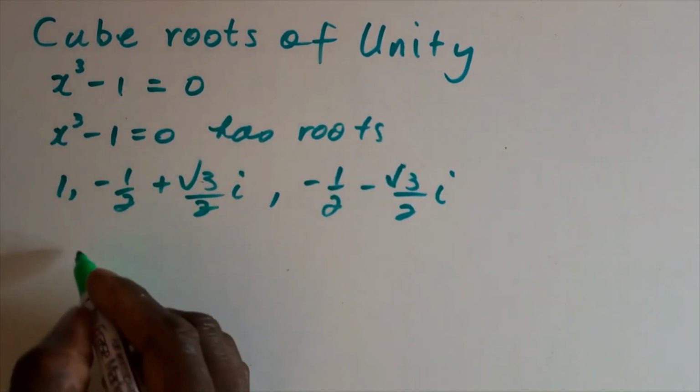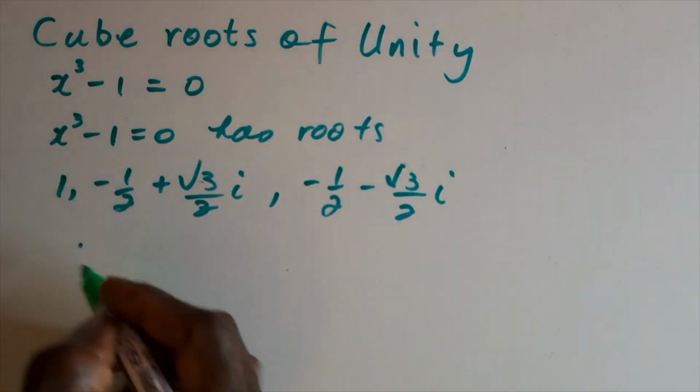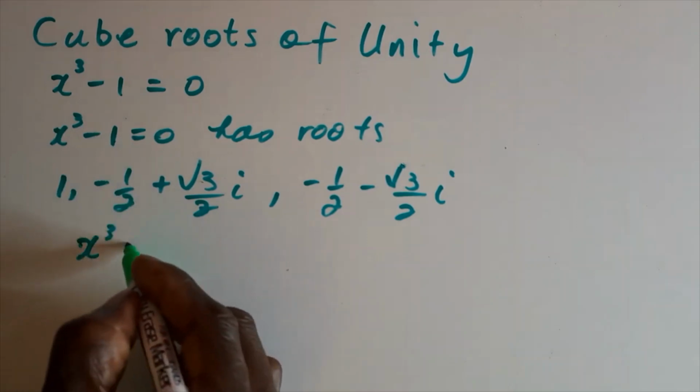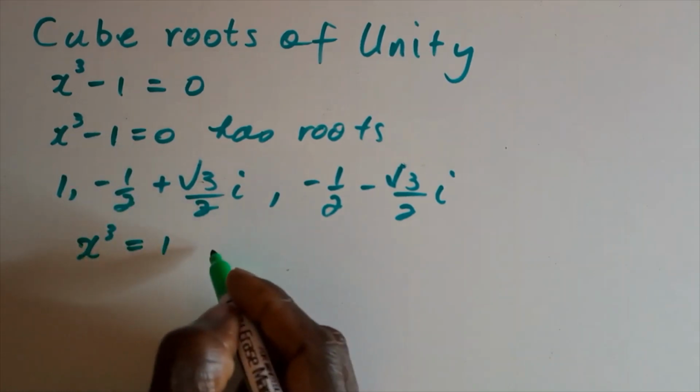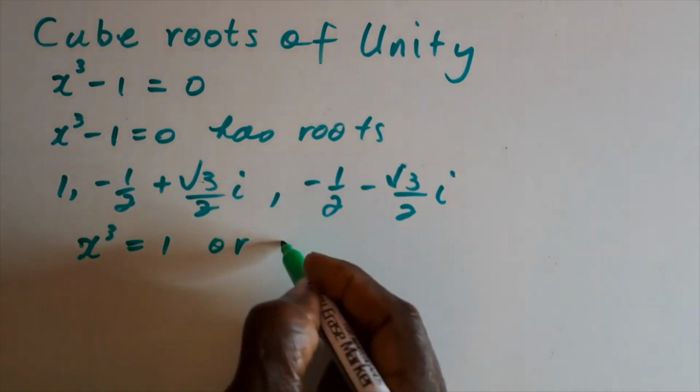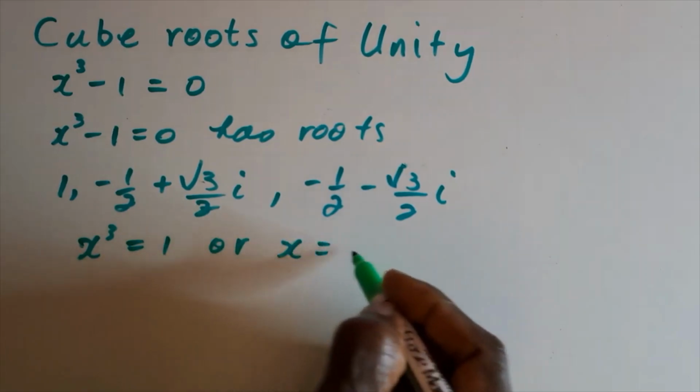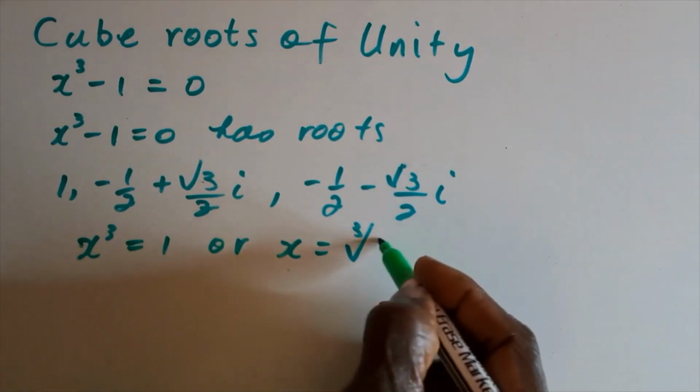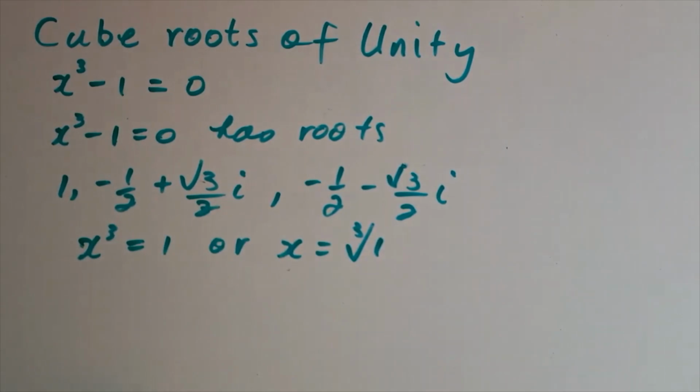So if we were to write our equation as x cubed is equal to 1, we can write that x is equal to the cube root of 1. We found the three cube roots of x cubed equal to 1, or in other words, the cube roots of unity.